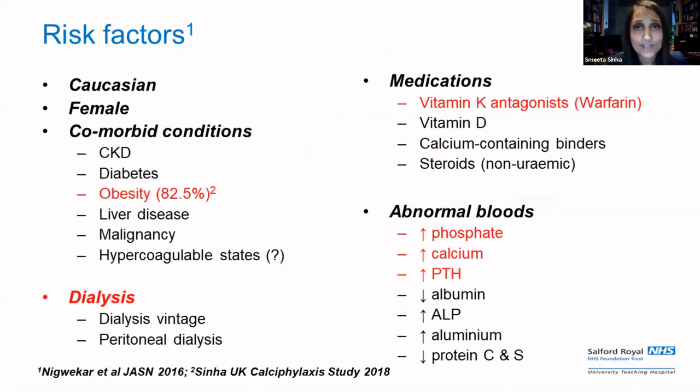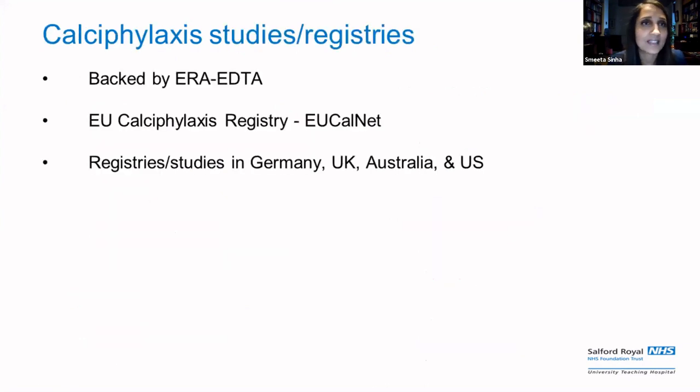We've learned quite a bit from registries, so I won't go through all the different registries, but here are some of them, in particular vitamin K antagonists. We've seen that from the German registry, Australian registry, work from the French group and in the UK. Obesity seems to be an issue. Dialysis, obviously, is a major issue, but there are some issues around phosphate, calcium and PTH. So the focus on CKD-MBD isn't necessarily wrong. There is a link there.